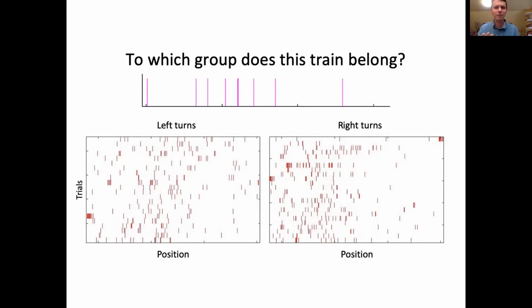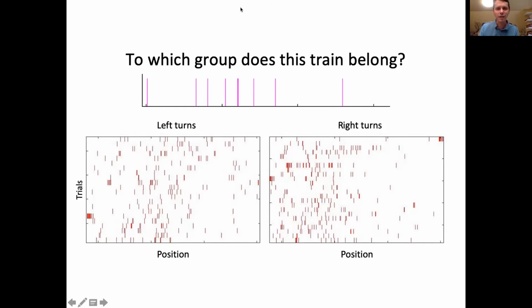Now, typically when I give this talk, I have people vote on whether they think this represents a trial from a left turn or a right turn. I'm not sure if there's a means to vote here. You can ask people to raise hands. Oh yeah, so I can maybe ask people to raise hands.